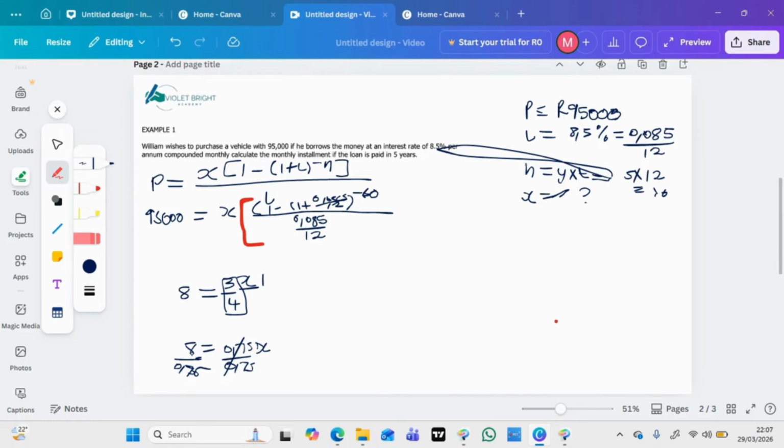Remember, the reason why I am using this is because x is at the top, the numerator. Hence why I'm doing that. But if it was something that was inside this bracket, there was no way we could use this method of mine. So this method only applies if you are looking for a number of repayments. Let's erase that.